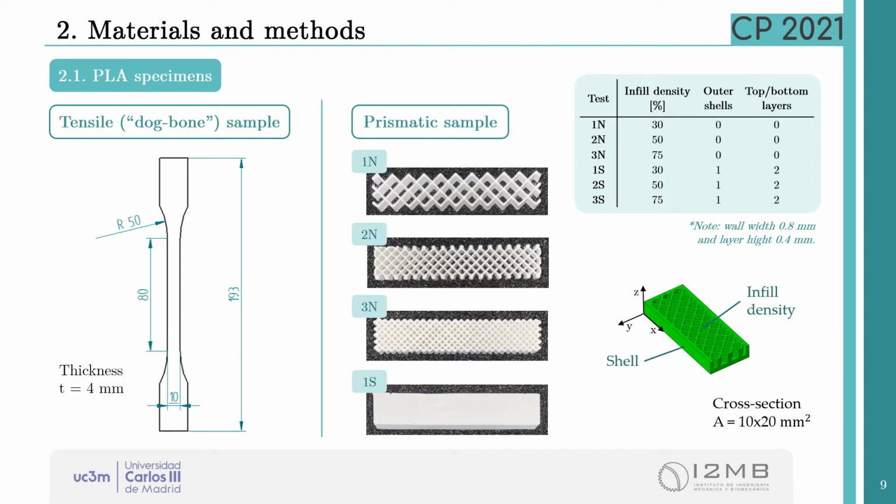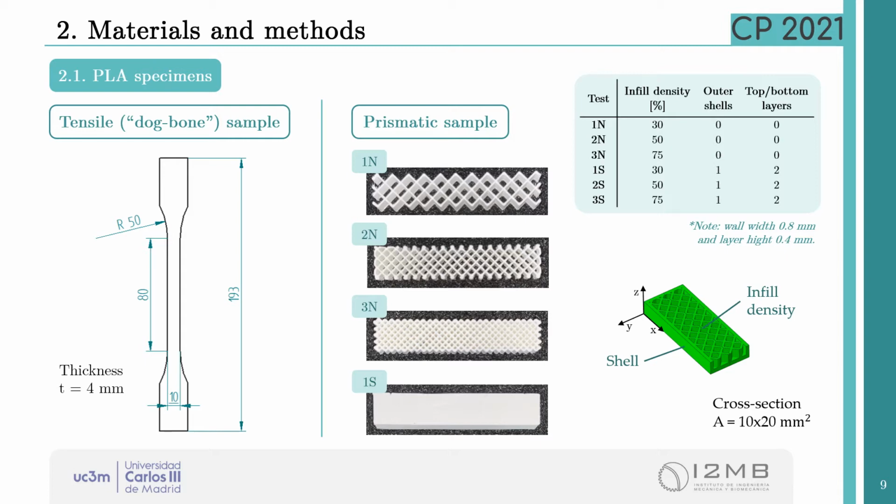On the right, the prismatic samples for the 3-point bending tests with 100 mm length and a cross-section of 10 by 20 square millimeter. And it's important to take notice of the axes we will use during this presentation in the figure on the right. We consider the testing of specimens with no shells very important to observe the behavior of the inner pattern during the fracture, but we also created samples with shells for their comparison.